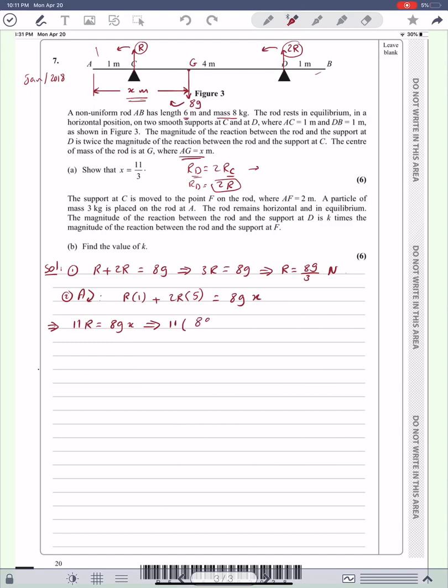R is equal to 8G over 3, is equal to 8GX. Here G with G cancel each other, 8 with 8 cancel each other. Just to make it lighter, to be clear, this implies that X is equal to 11 over 3. It's easy, 6 marks. Do you agree? Easy, 6 marks.